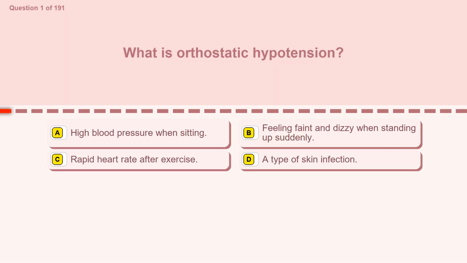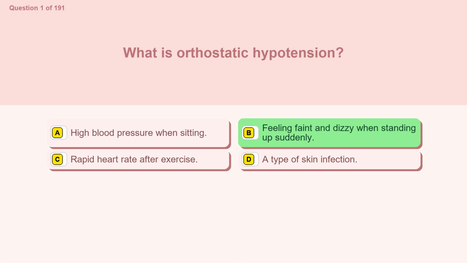Question 1. What is orthostatic hypotension? Option A. High blood pressure when sitting. Option B. Feeling faint and dizzy when standing up suddenly. Option C. Rapid heart rate after exercise. Option D. A type of skin infection.